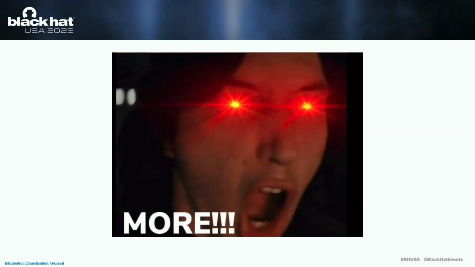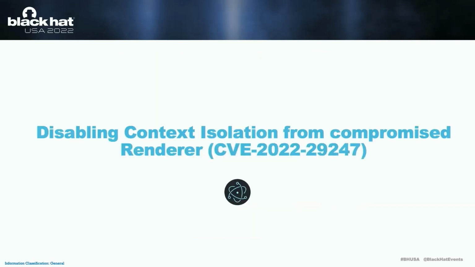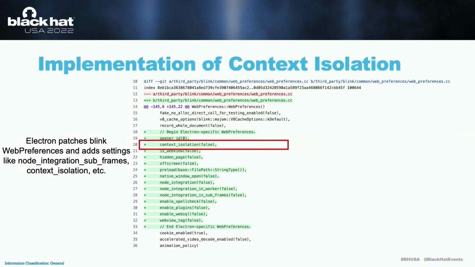So now let's try to do it a bit more. We received a $3,000 bounty from the Internet Bug Bounty Program as we reported this bug to Electron.js. Now we will try to disable context isolation using a compromised renderer. In this case, it's the same story.